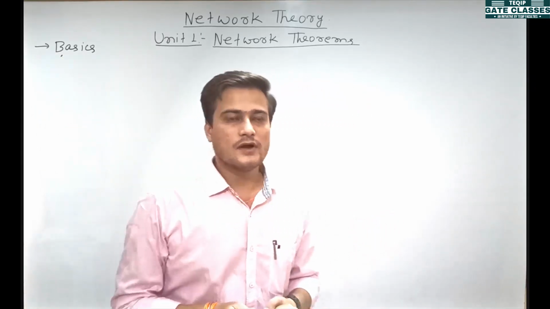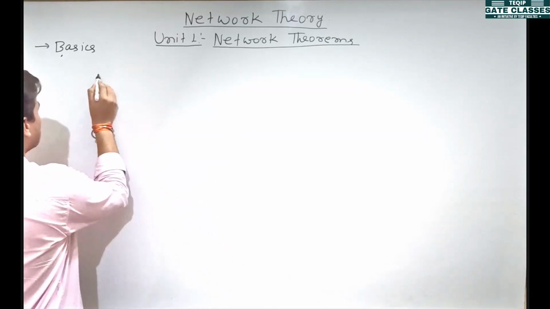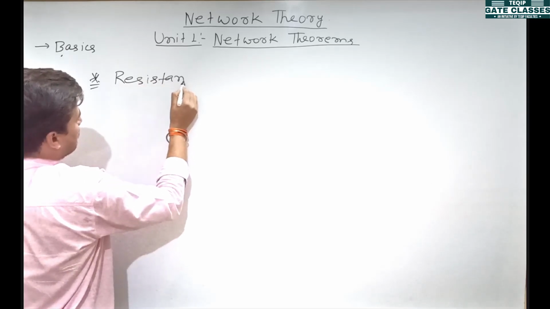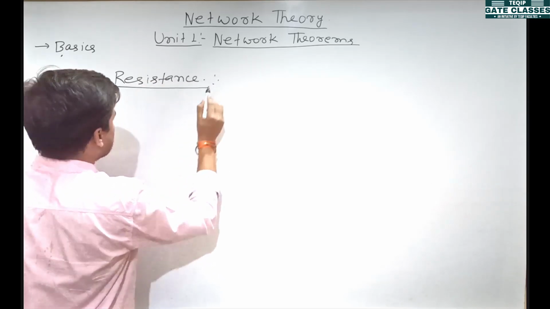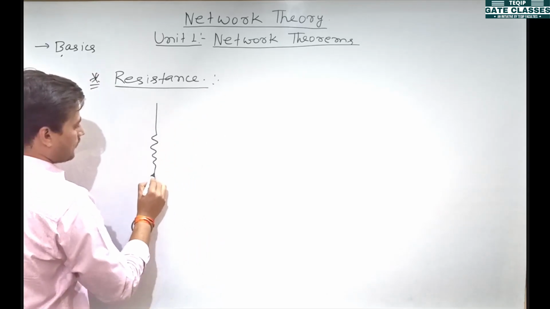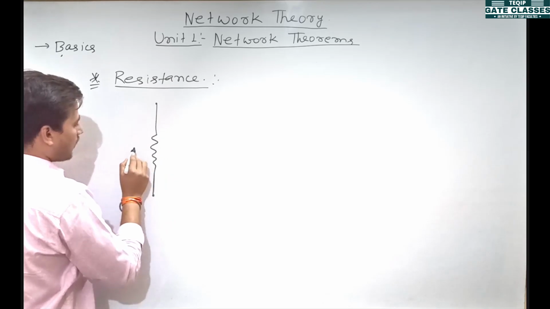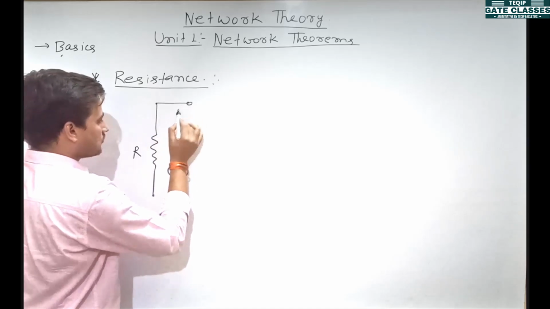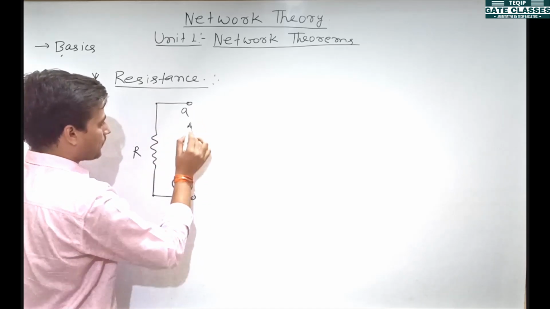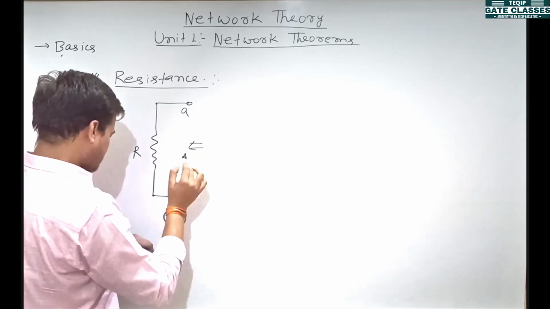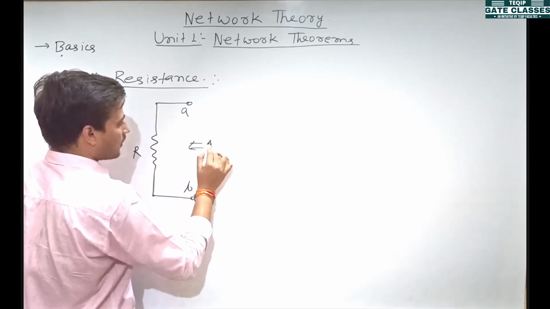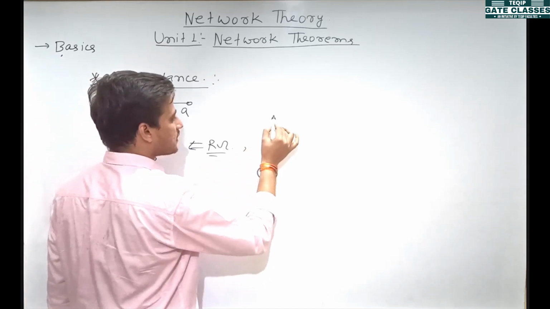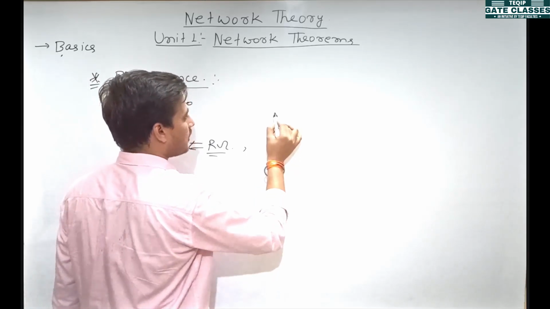So let's start from resistance. See, this is the resistance R. Now if you measure the resistance from the given terminals, A and B, this resistance is R ohm looking from these terminals. Now I am making one change in the circuit, and then you will see what the value of resistance is.